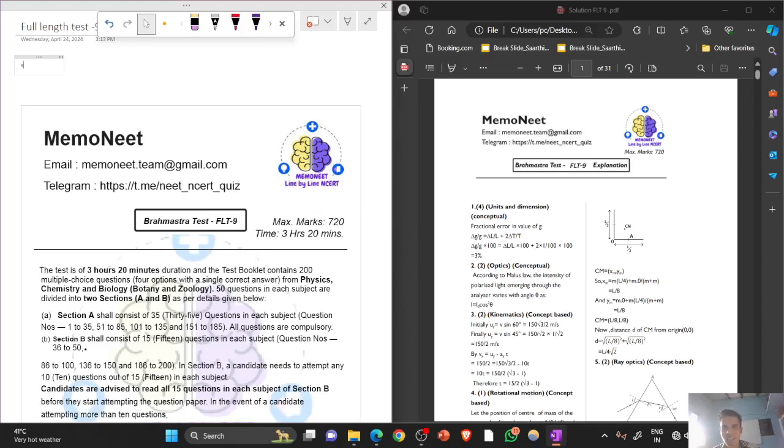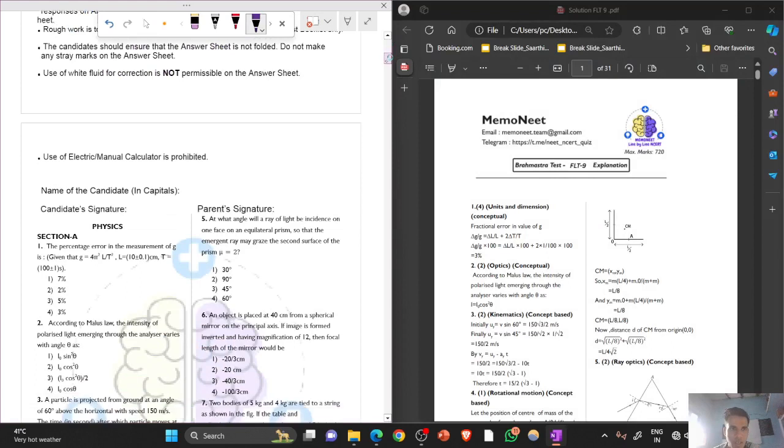My name is Abhiraj. Today we will see the solution and explanation of Brahma's Test FLT 9. Without wasting time, let's get started. First we will look at the question, then we will look at the explanation and the solution of that particular question. You just need to understand how we approach a question, and how a question and a formula are applied to a given question. Now moving to the physics section and the first question.